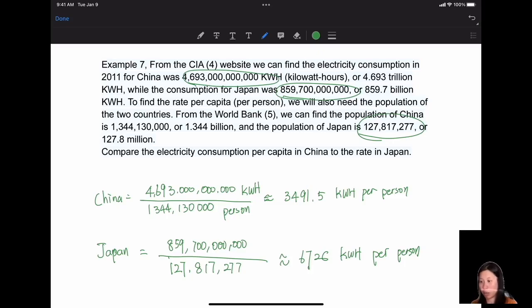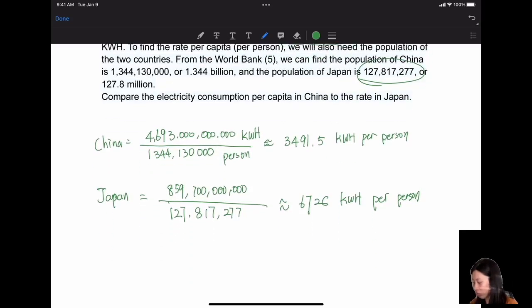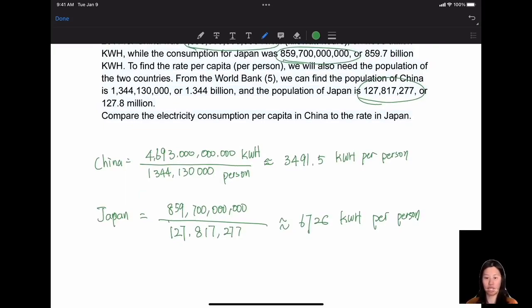So now we can compare that, hey, which one consumed more electricity? Although overall China uses 5 times the electricity of Japan, because the population of Japan is so much smaller, it turns out Japan uses almost twice the electricity per person compared to China. Okay, so that's it for this section. Let me know if you have other questions.